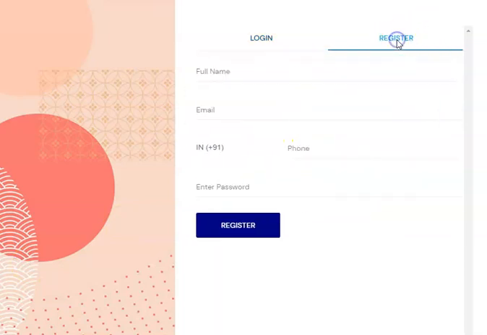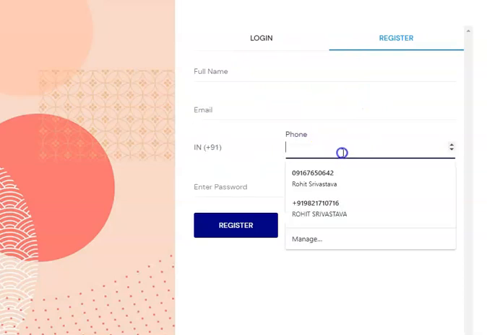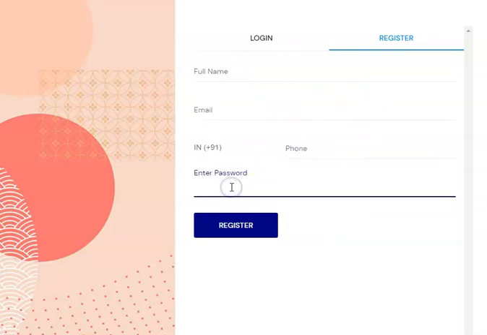If you're a new user, you can register your name, email ID, phone number. You will get an OTP when you put in your phone number, so you'll need to put in your OTP number, and then you're ready to get started.